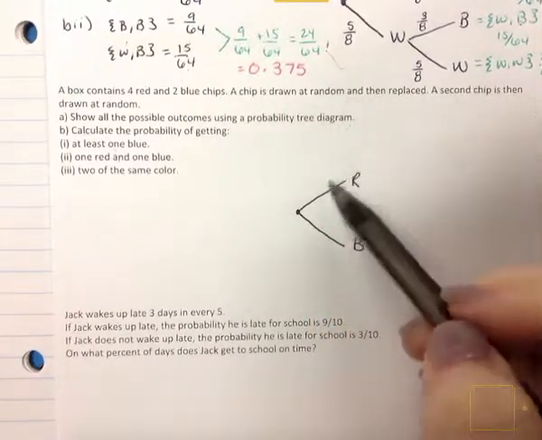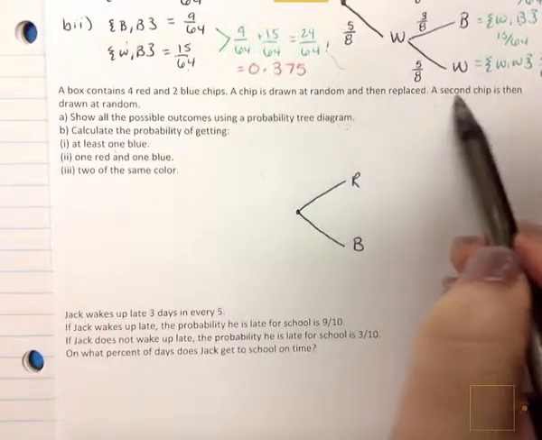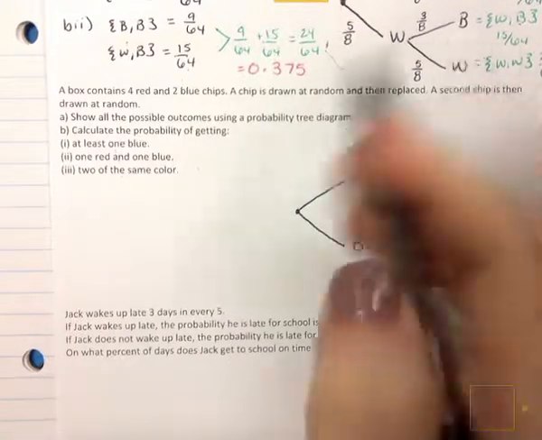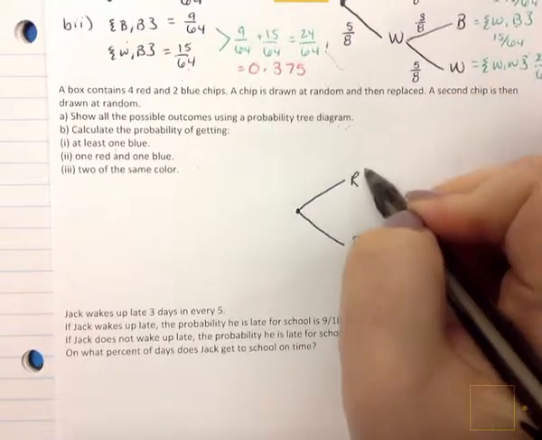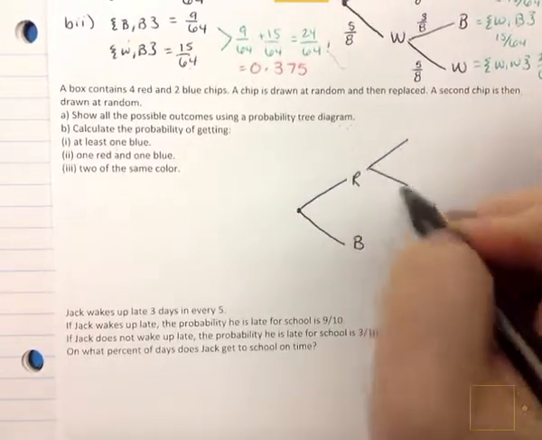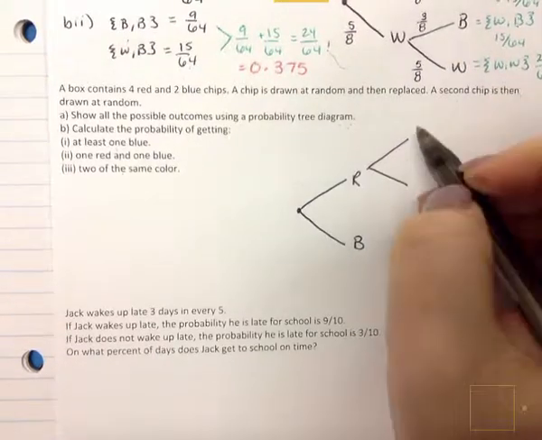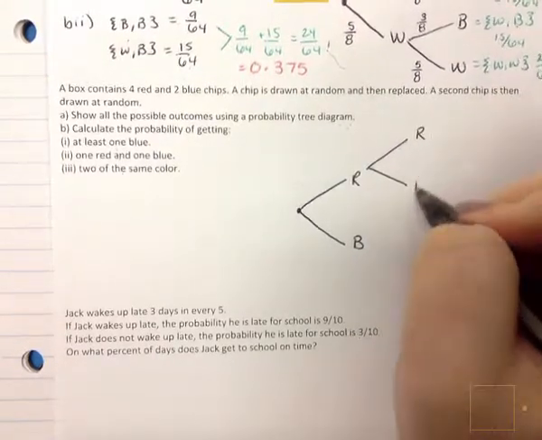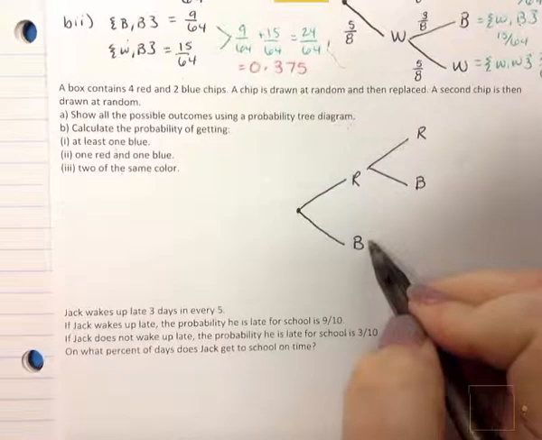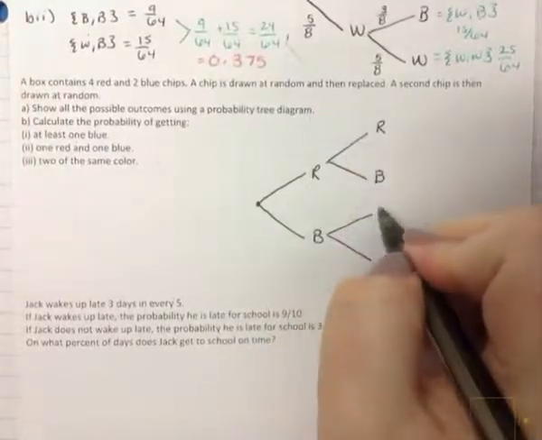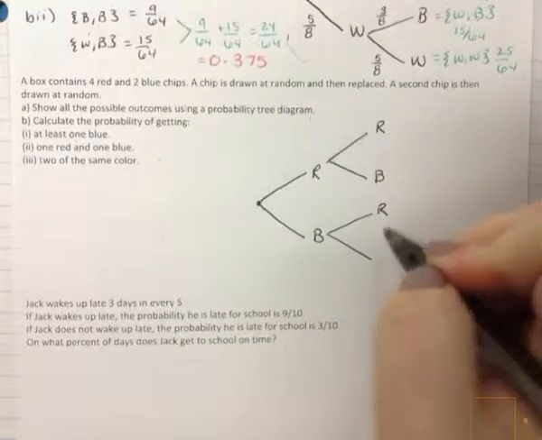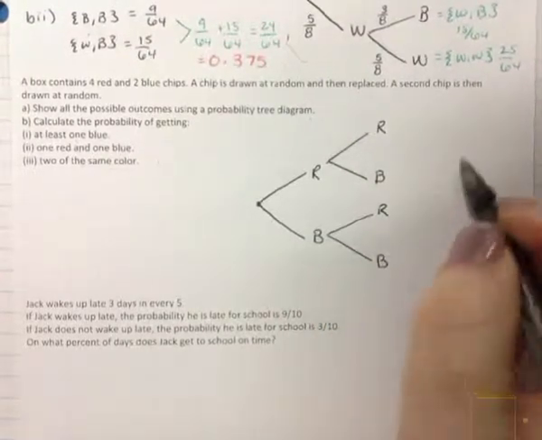Then we're going to draw another chip, because it says a second chip is then drawn. And it says that it was replaced, so that means that our probability will not change. So if we pulled out a red chip the first time, we have a chance of getting a red chip and a blue chip again. Same thing if we had pulled out a blue. So now we can put a red chip here and a blue chip here.